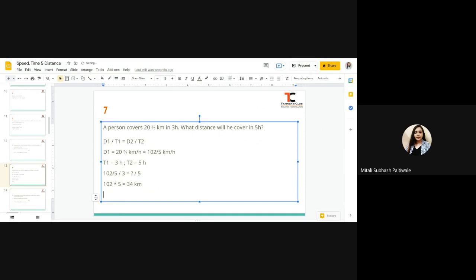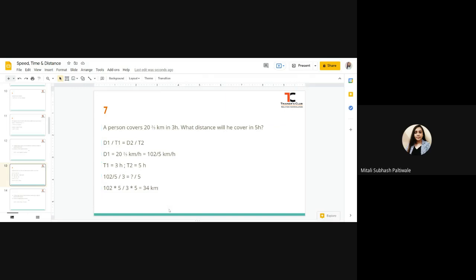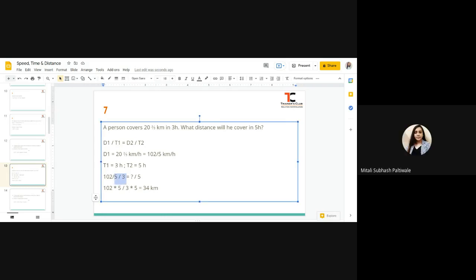So rather than writing it here, I'll write it down here. Yeah, this is how it would be. So 5 and 5 will get cancelled off, and that is why 102 divided by 3. So we'll get the answer as 34 kilometer. So the distance which the person will cover in 5 hours would be 34 kilometer. Is it clear now? Yes, ma'am. I was calculating it in different styles, so maybe I got confused. Okay. Because these two things are in the denominator, these will get multiplied.